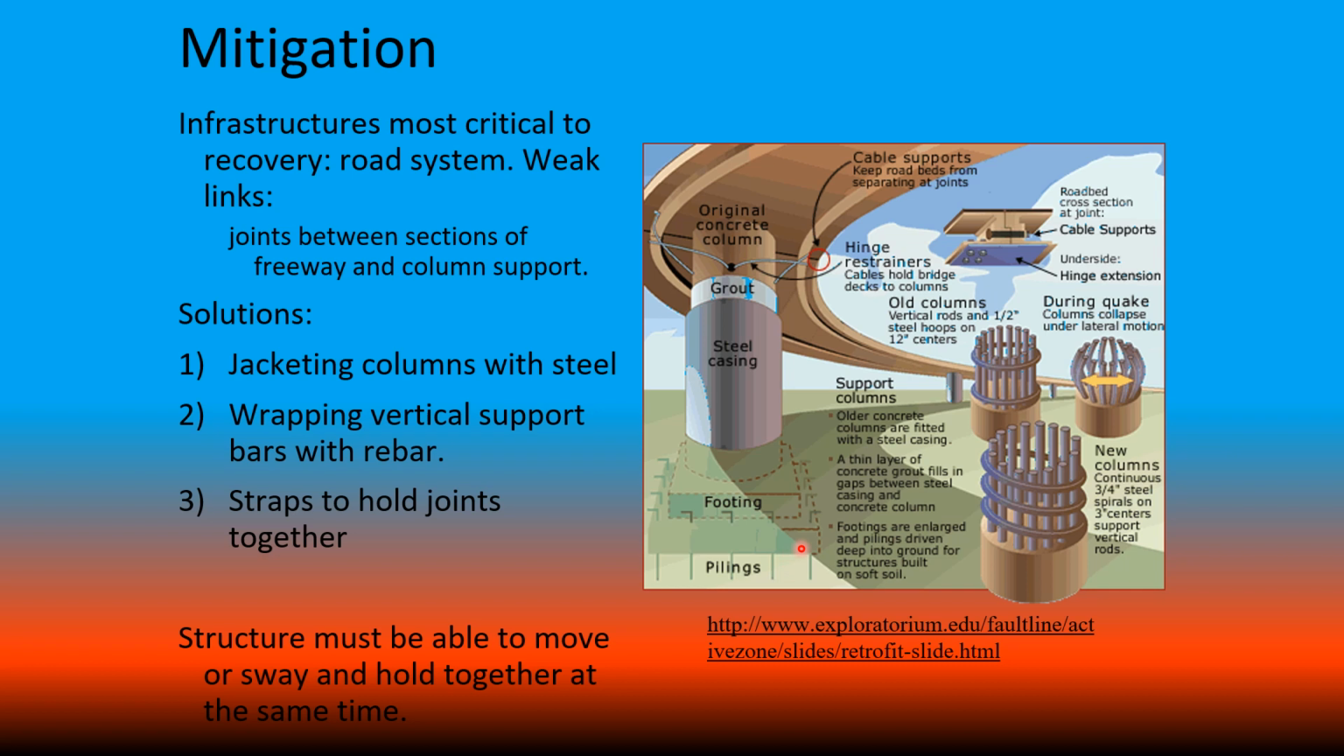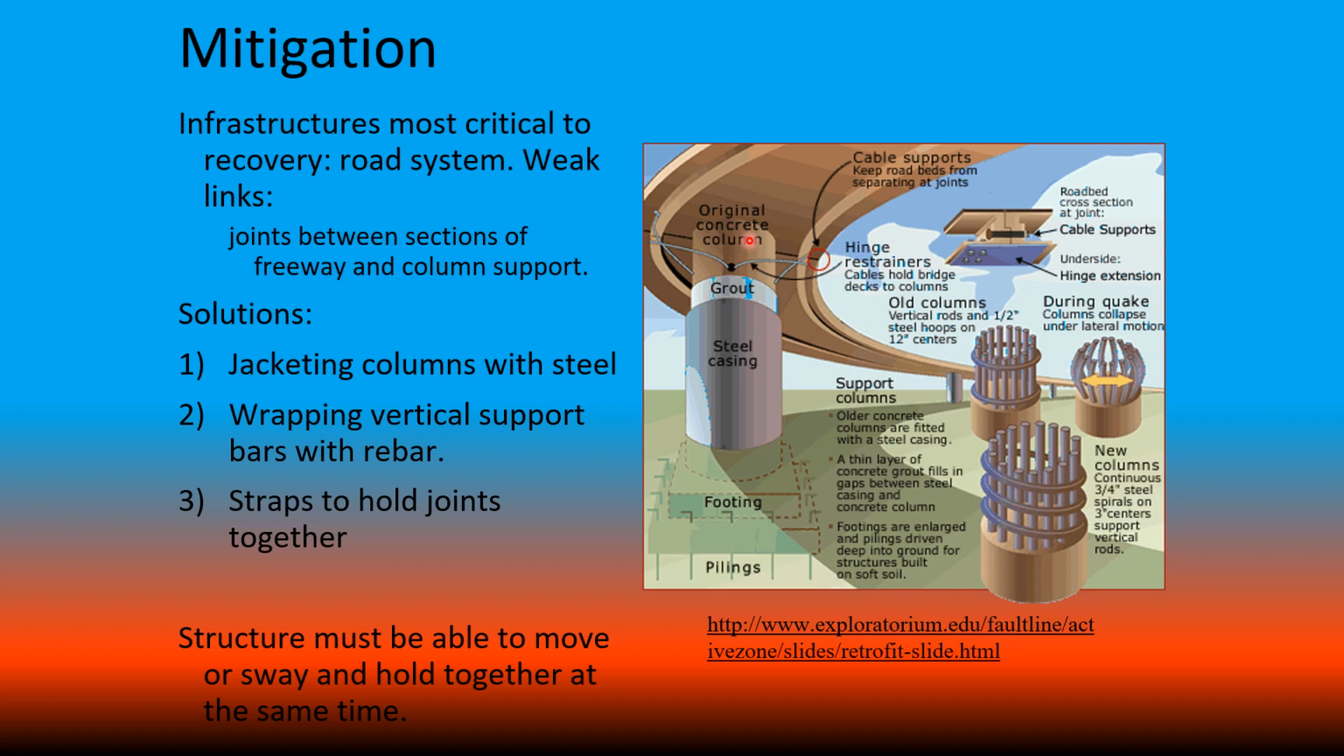And this is just a system by which the ground shaking here is taken up by some of the pilings. The concrete is a little bit more stable. And then this steel casing prevents the actual column from falling, right? This is concrete here. This is the original concrete column.